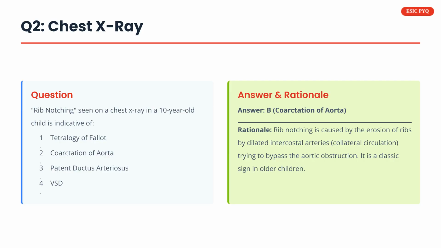Question 2. Rib notching seen on a chest X-ray in a 10-year-old child is indicative of what? The answer is B. Coarctation of aorta. This classic sign is due to collateral circulation eroding the ribs.